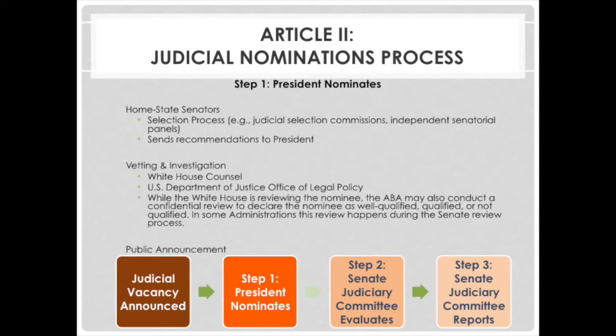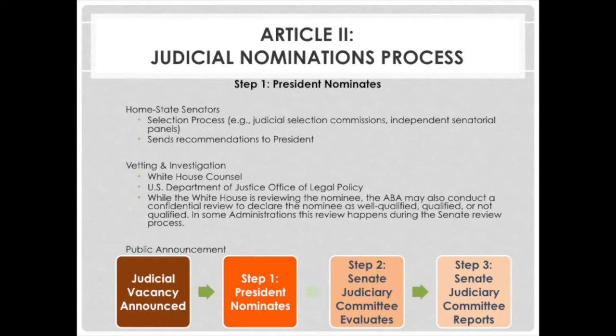So let's take this first step, when the president nominates someone to fill one of those vacancies. As part of the advice and consent role, home state senators, that is, the senators who live in and represent the states in which that judgeship has been created and would be filled, have a role in helping select those candidates that the president might consider to fill that vacancy. Typically, a senator will have a selection process through setting up a judicial selection commission, potentially having independent senatorial panels, or the senator, him or herself, will make the recommendations and calls on who they would want to recommend to the president. And then they would send those recommendations to the president for consideration.